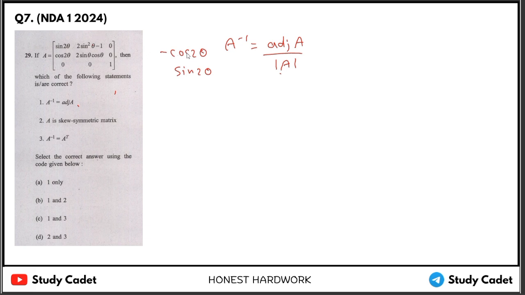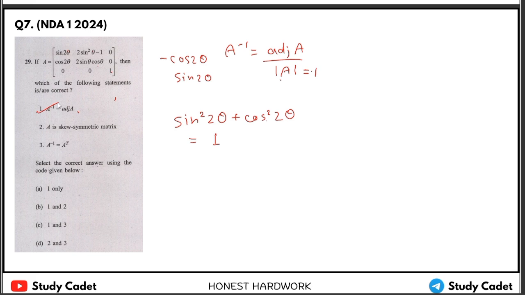So if we get the determinant, then the value of the determinant will be sin 2 theta times sin 2 theta, that will be sin square 2 theta, and minus times minus, plus cos square 2 theta. What will be the determinant? 1, cos square theta plus sin square theta. So yes, it is 1. So the first statement is correct.